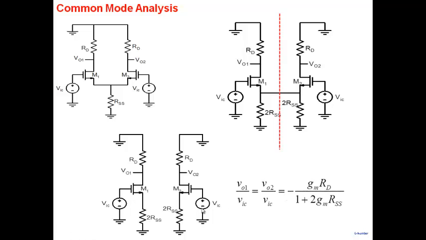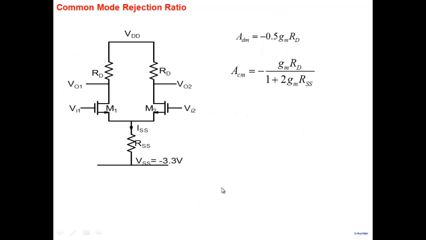The gain of this particular part will be the effective GM. We all know when you have a resistor connected to the source, it is GM by 1 plus GM multiplied by the resistor which is there in the source, so 2 RSS here, multiplied by the resistor in the drain, which is RD. So we get a common mode gain, which is V01 by VIC. Both sides are the same.